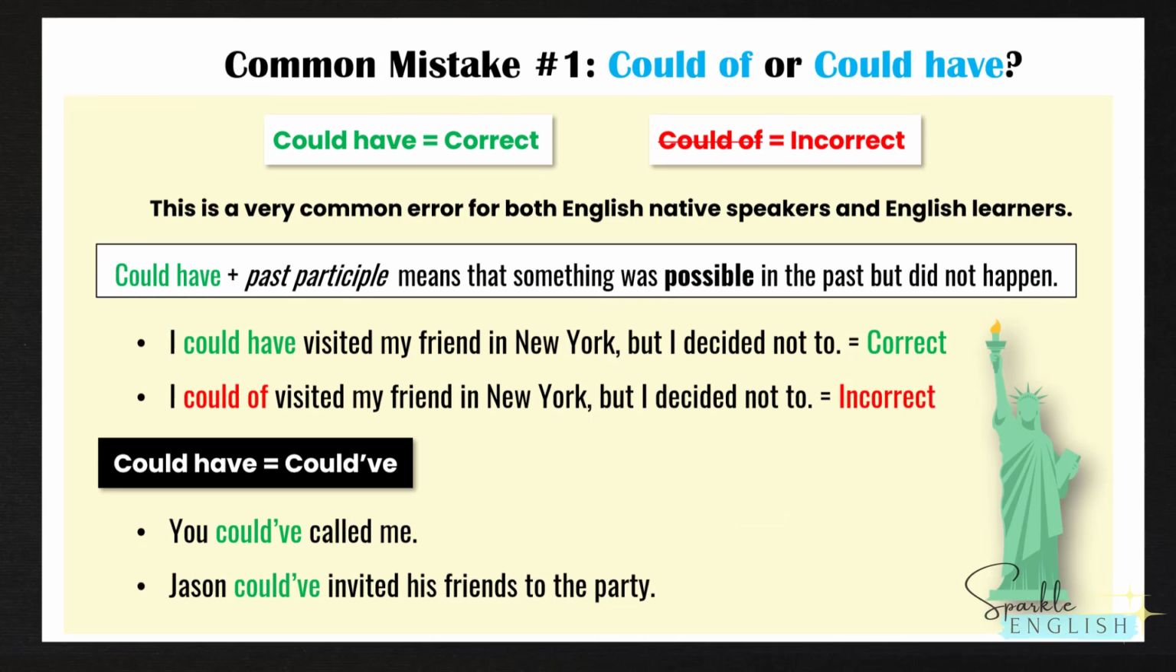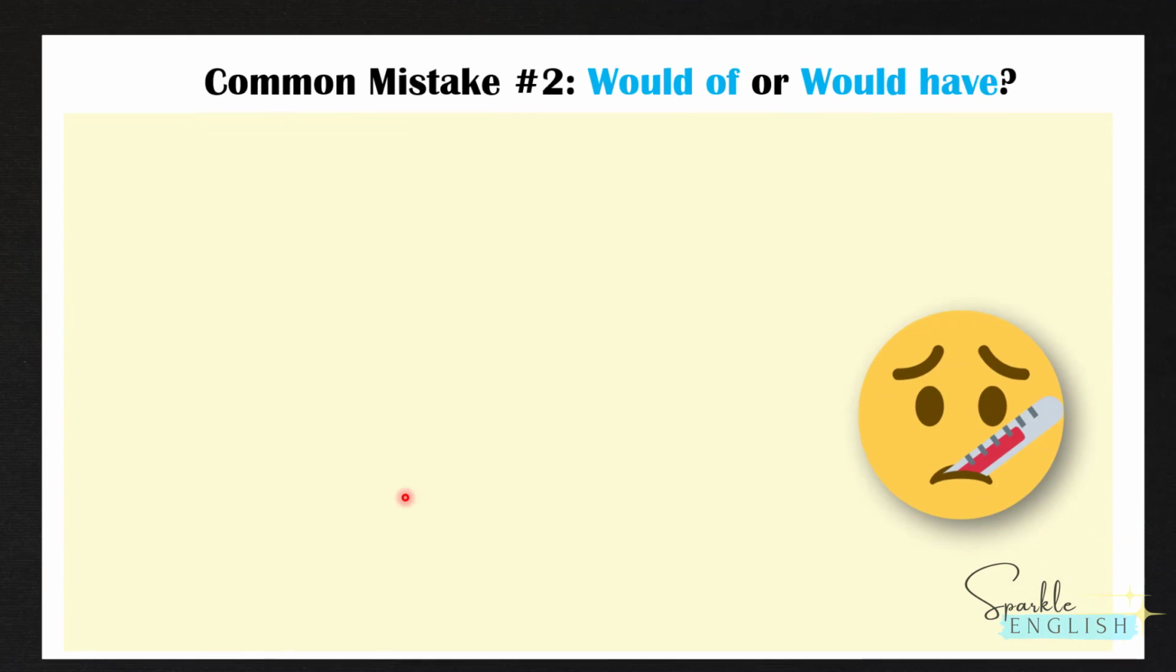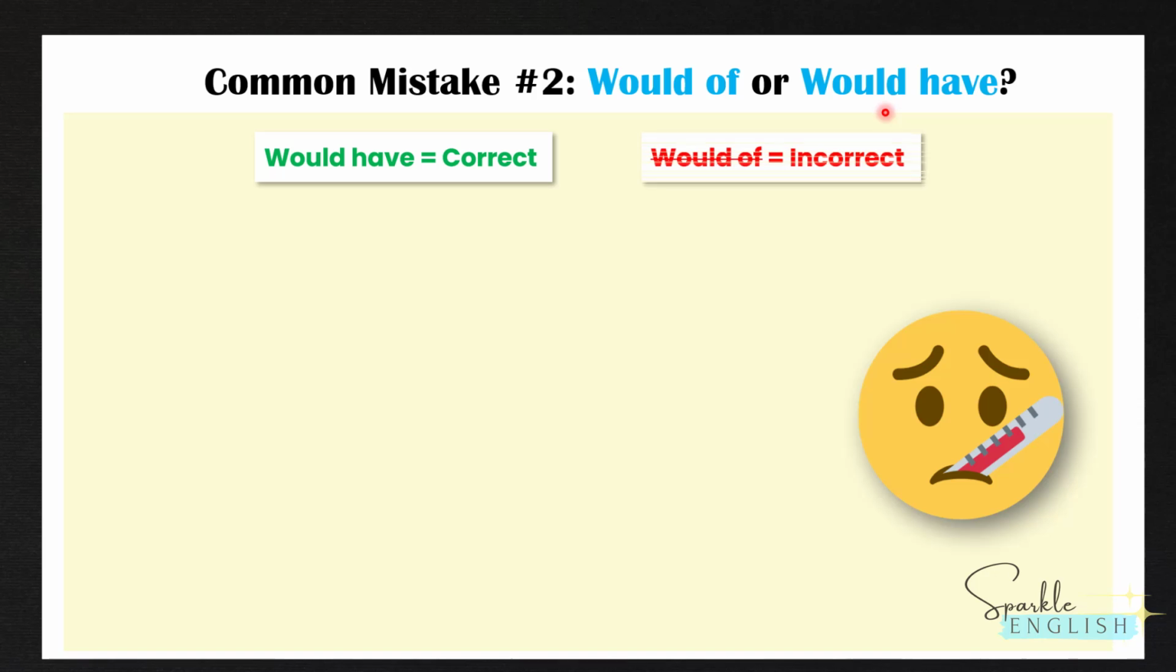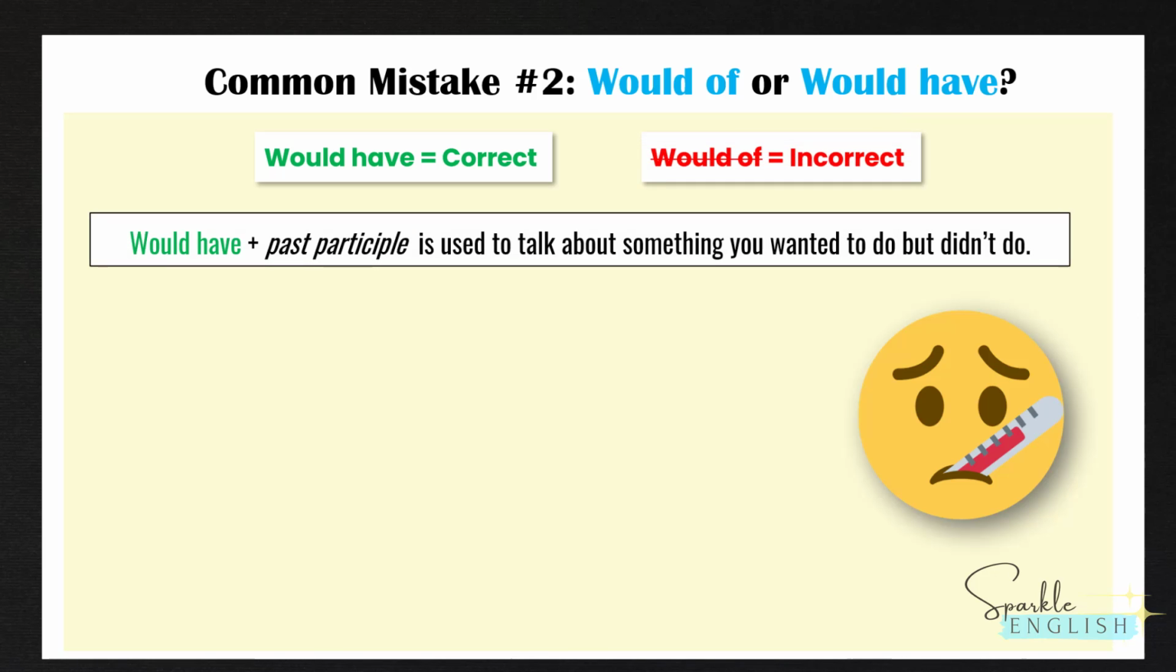Okay, now let's talk about the second common mistake, which is very similar to the first common mistake. Would of or would have. And again, would have is correct. Would of is incorrect. So would have plus the past participle is used to talk about something you wanted to do but didn't do. So it expresses a past willingness or desire to do something.